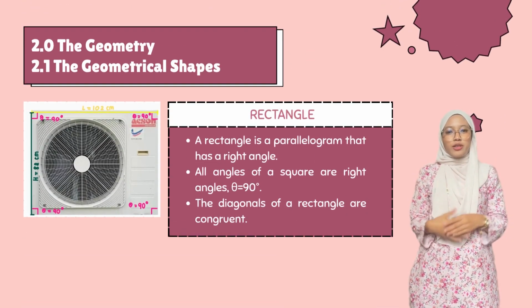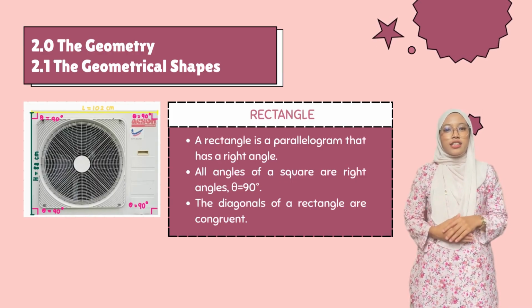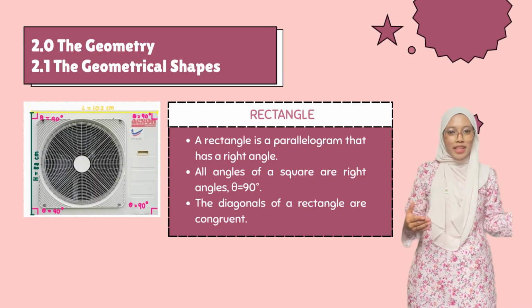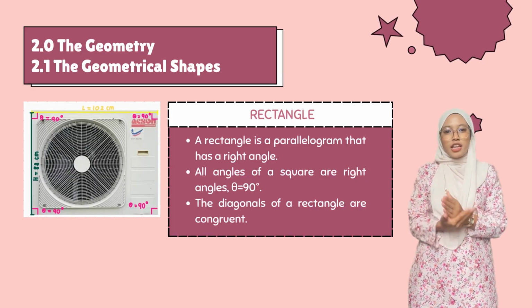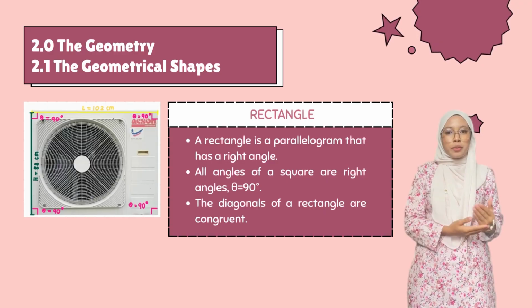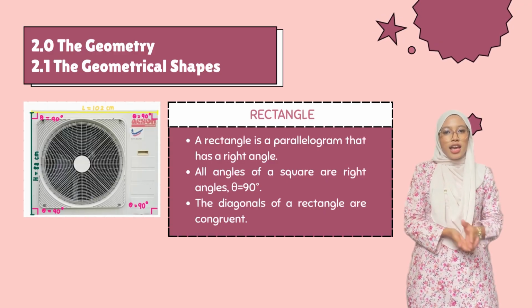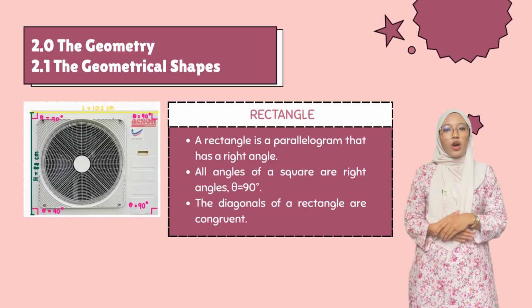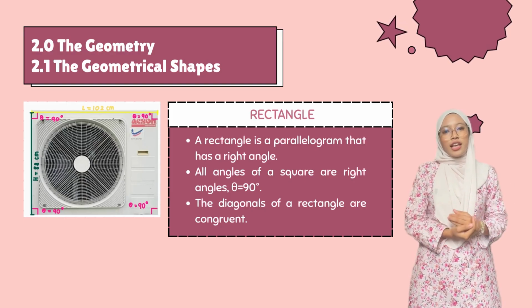Now, let's talk about the rectangle itself. A rectangle is a type of parallelogram that has right angles. That means each one is exactly 90 degrees. Another important property is the diagonal. In a rectangle, the diagonals are congruent, which means they are equal in length.